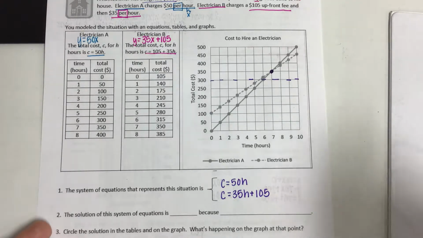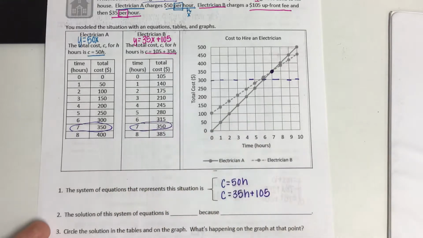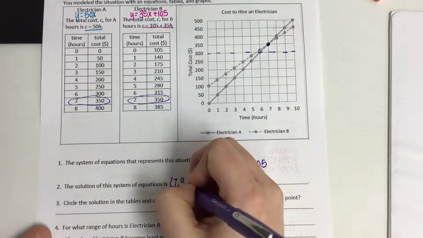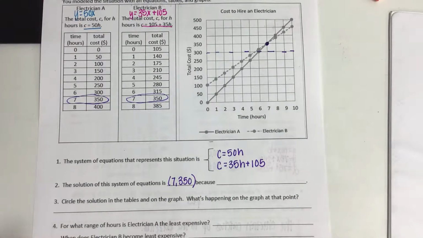And we also can see that point in our table. We see the same ordered pair. So our solution is (7, 350) because it is the same in both tables. It is a solution to both equations. It is where the lines intersect. You can put any of those reasons.